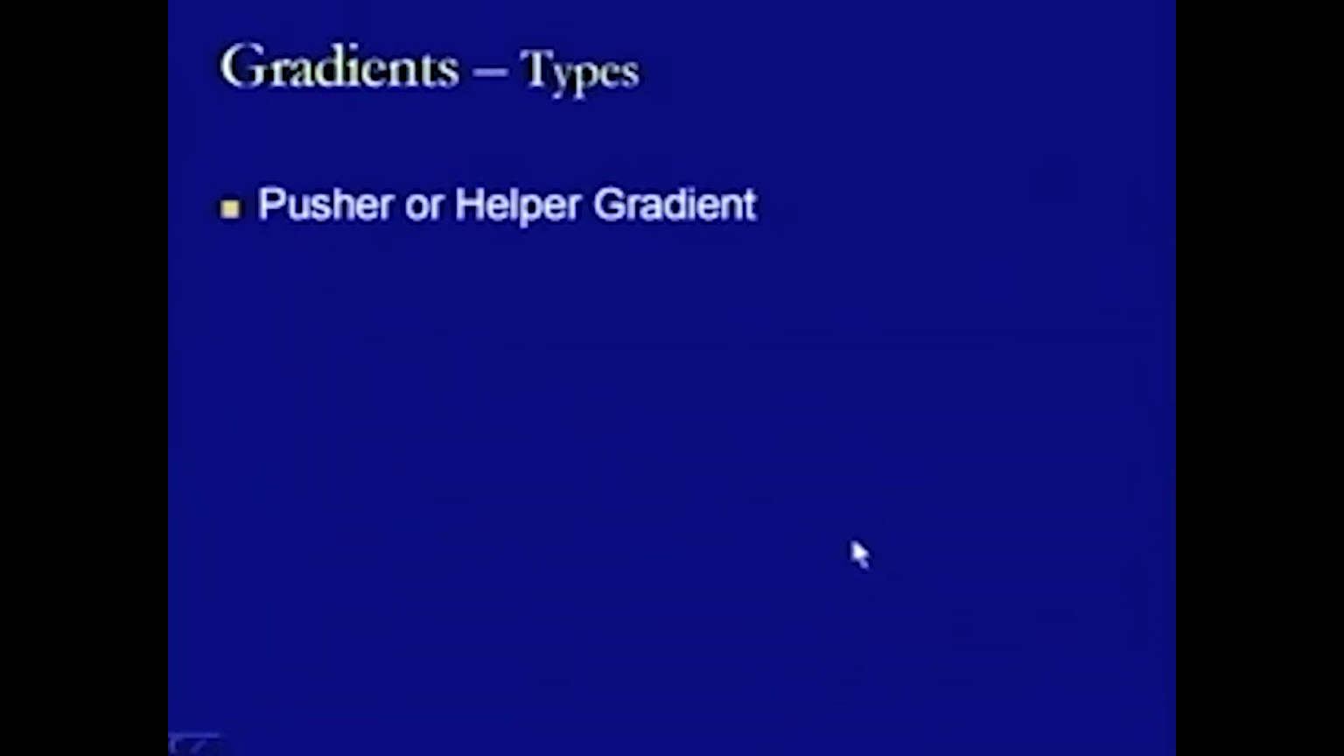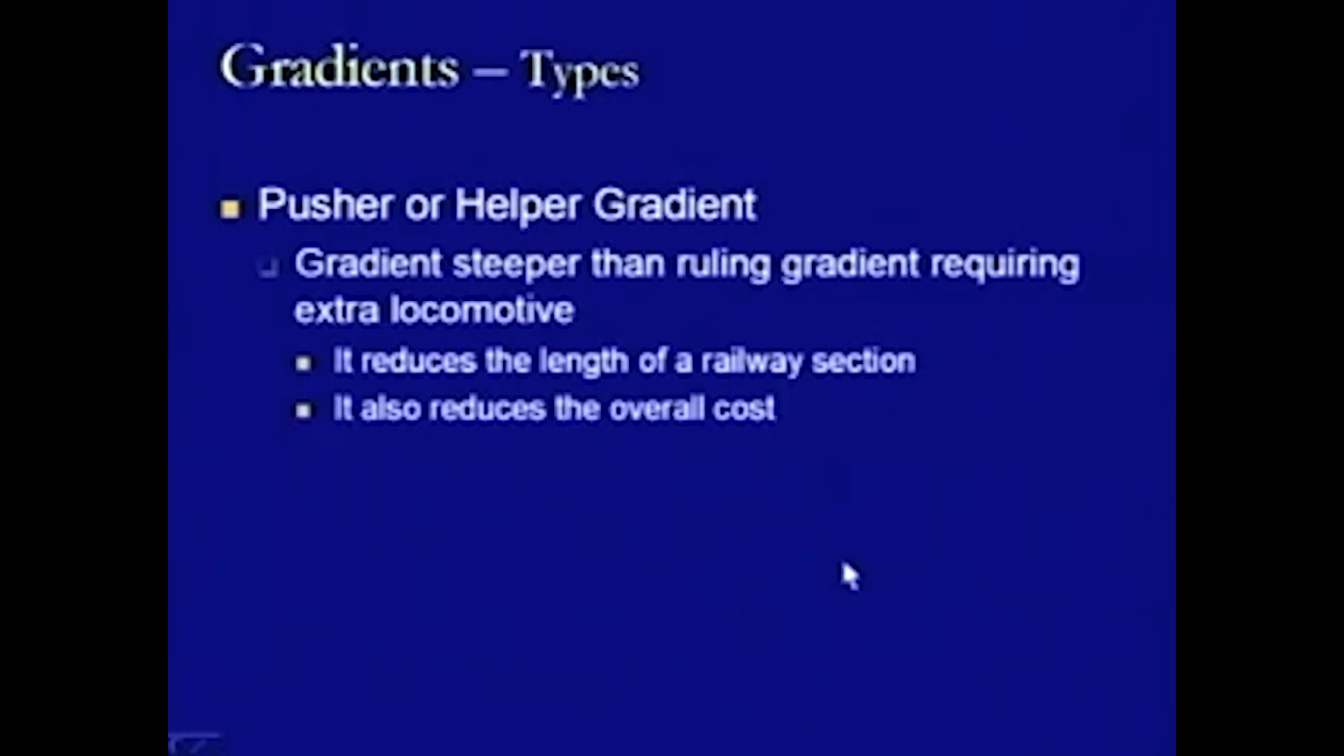Then the next type of gradient is pusher or helper gradient. In the case of pusher or helper gradient, this is another gradient steeper than the rolling gradient, and in this case we require an additional extra locomotive. So, it is a further steeper condition of the gradients, and it reduces the length of the railway section, and it also reduces the overall cost.